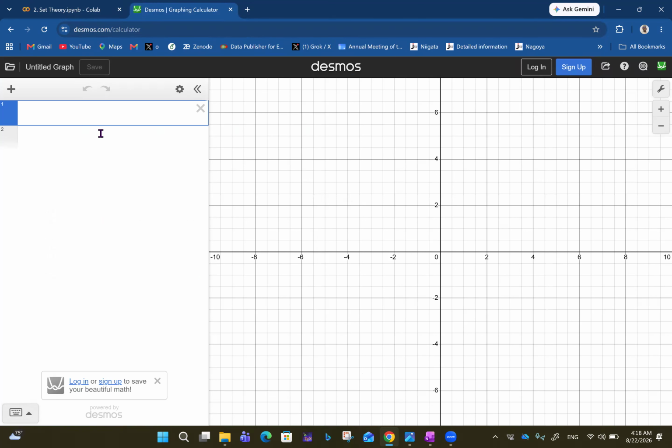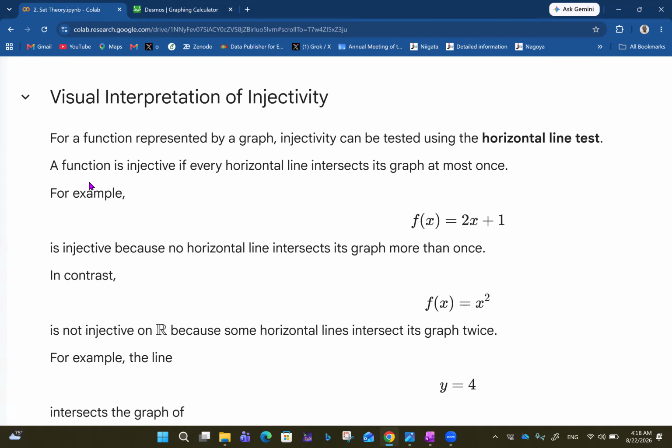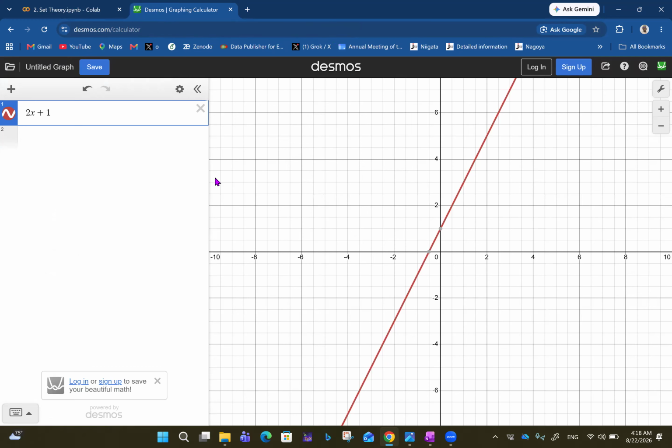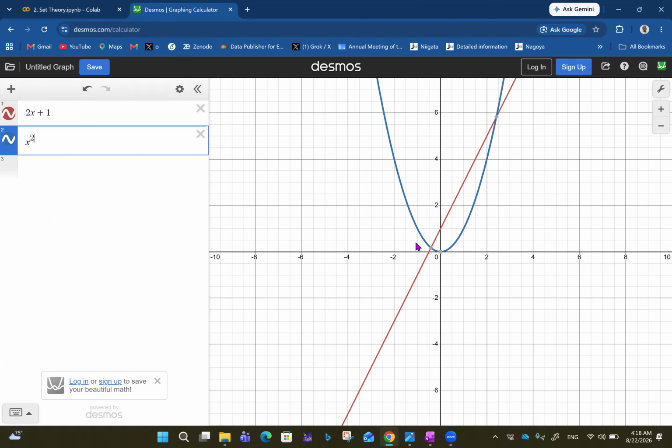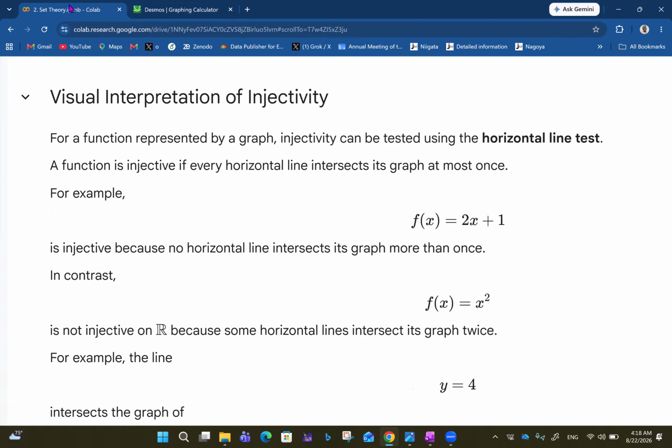So here we have 2x plus 1. So you can see no horizontal line intersects more than once. Every horizontal line intersects this line only once, right? So, for example, f of x is 2x plus 1 is injective because no horizontal line intersects its graph more than once. In contrast, for f of x equals x squared, x raised to power 2, you see this horizontal line meets it here and here. This horizontal line meets it here and here. But for this other one, every horizontal line intersects it only once. So for this case, it is injective.